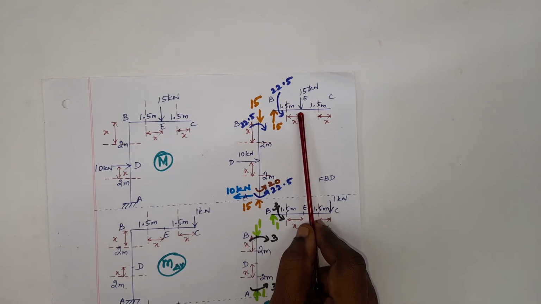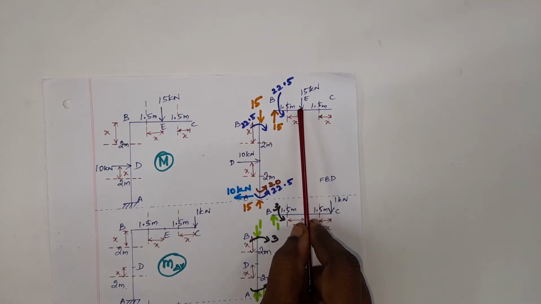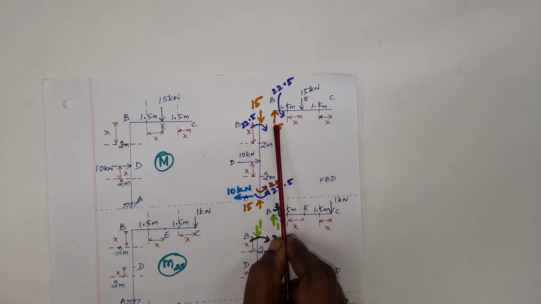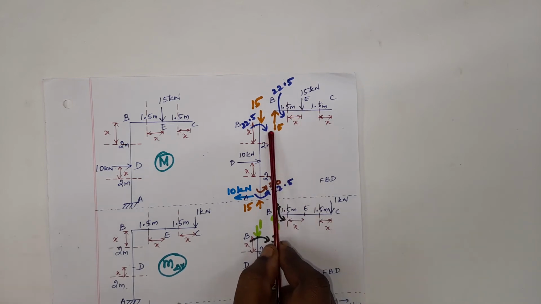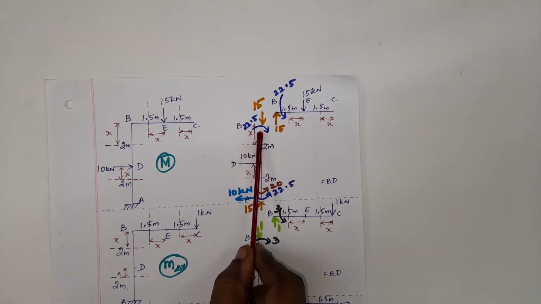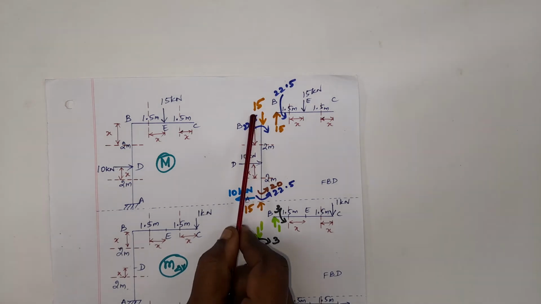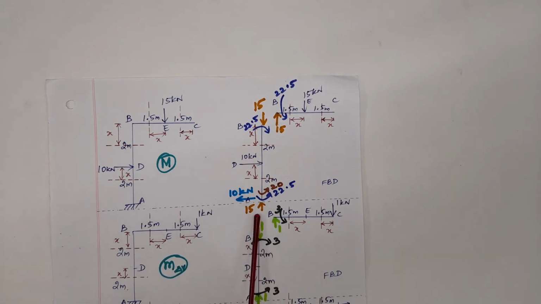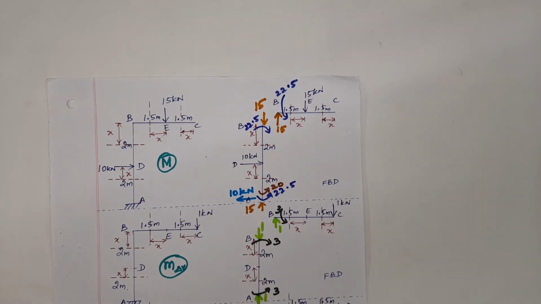At E, I have a load of 15 kilonewton. So opposite to this is marked here, equal and opposite to the load. At joint B, to be in equilibrium, it should have equal and opposite internal reaction. For the column to be in equilibrium, this 15 has to be opposed by another 15 here, equal in magnitude and opposite in direction.